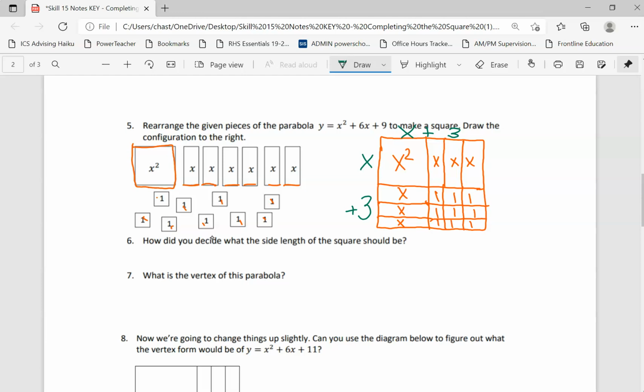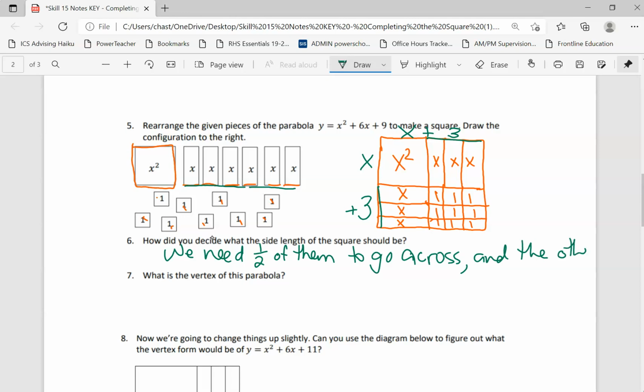How did you decide what the length of the square should be? Well, since I had 6 of these x's, I knew I needed 3 going across, and I needed 3 going down. So we need half of them to go across, and the other half to go down.